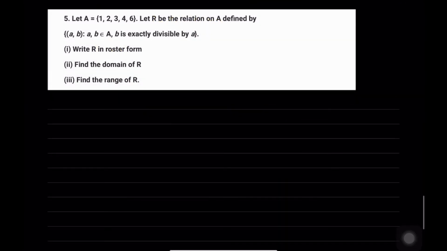What's the fifth problem? We'll see. The fifth problem is: let A be equal to the set {1, 2, 3, 4, 6}. Let R be the relation on A defined by (a, b) such that a, b belong to A and b is exactly divisible by a. So we have to write this in roster form, find the domain of R and find the range of R.